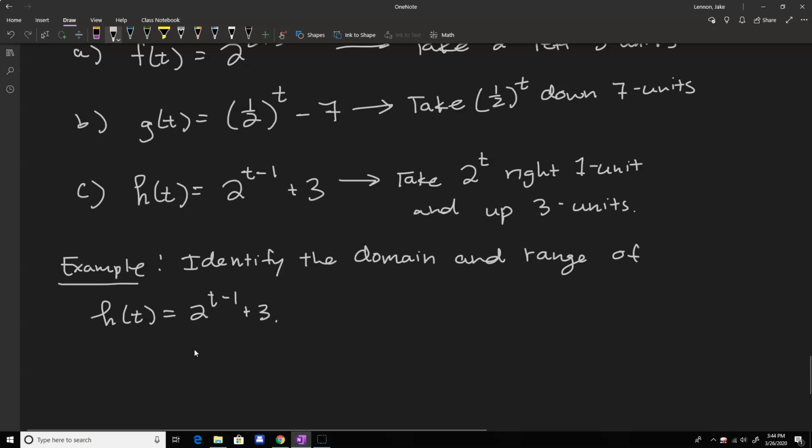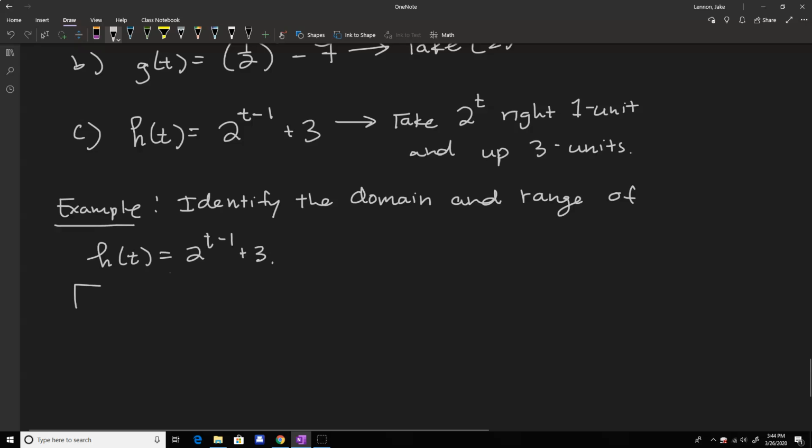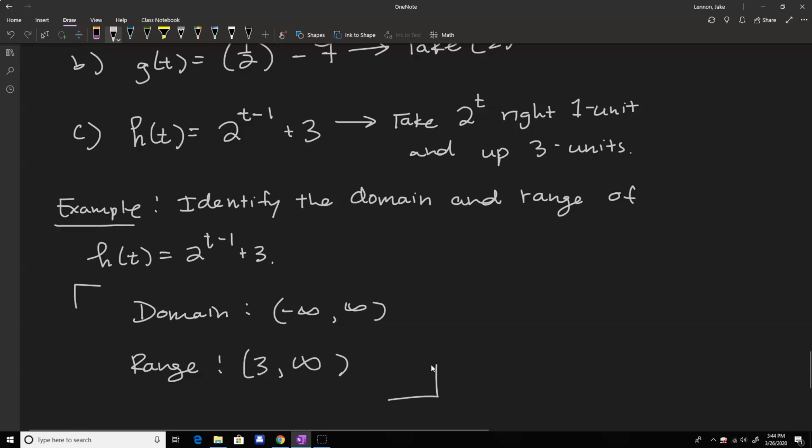So we can identify that pretty quickly from looking at the graph, which is a consequence of understanding the translation. So the domain here remains the same, all real numbers or -infinity up to infinity, and the range now starts at 3. It doesn't include 3, it just gets very near 3 and goes all the way up to +infinity. So that would be the domain and range, and that's very easy to think about once you understand the transformations.